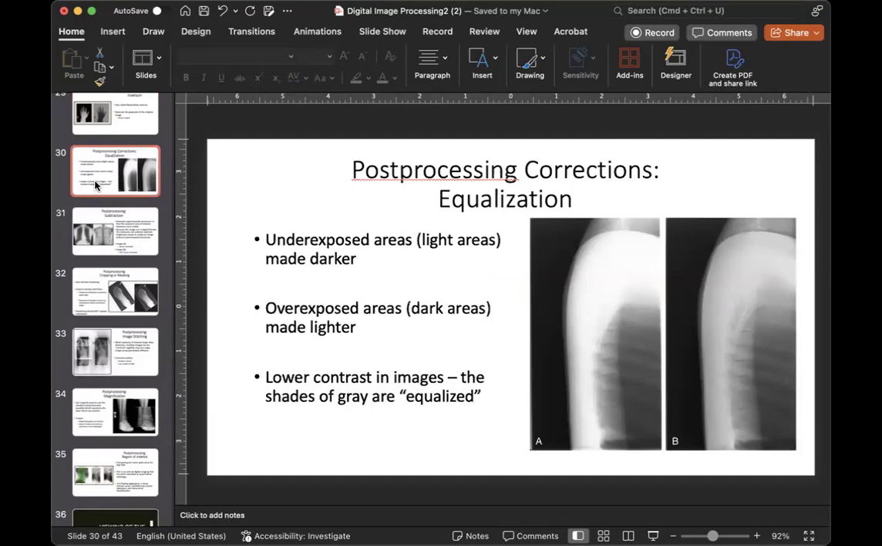Equalization, honestly, I've never seen this post-processing technique used. You probably shouldn't worry too much about it, but essentially underexposed areas are made darker, overexposed areas made lighter. And so you can kind of see where that occurs here, and you're able to see more in here where the lightened area is removed. But I wouldn't worry too much about equalization. I haven't seen it too much.